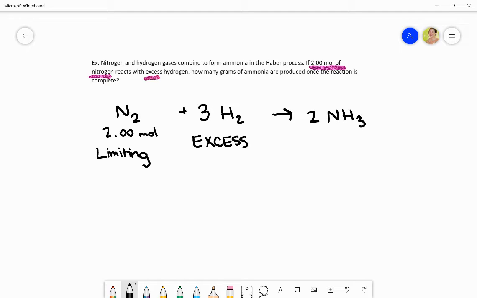So if we read the problem, it's asking us how many grams of ammonia are produced once the reaction is complete. So as soon as I run out of that limiting reactant, how many grams of product was I able to make? So that makes my unknown how many grams of ammonia that I have. In the next 3 videos, I will show you 3 different methods to performing the calculation that would actually give you this answer.